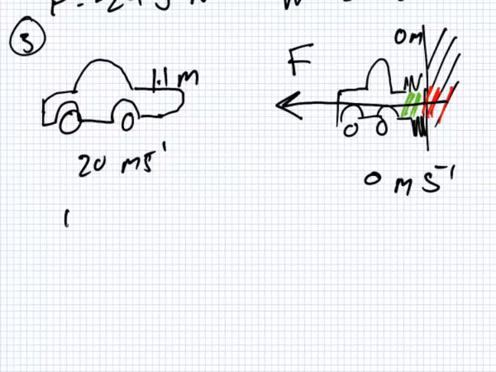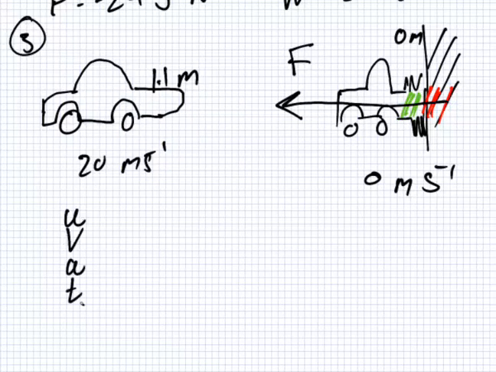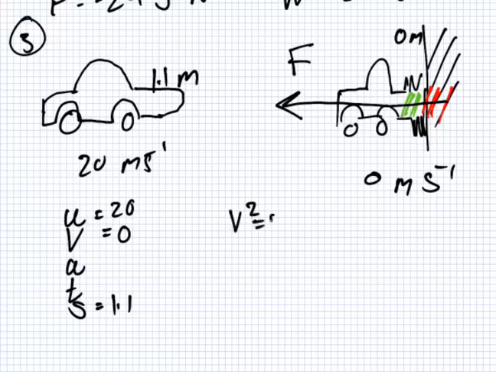So you could do a UVATS here. U is 20, V is 0, S is 1.1, and we want the A. So V squared equals U squared plus 2AS.